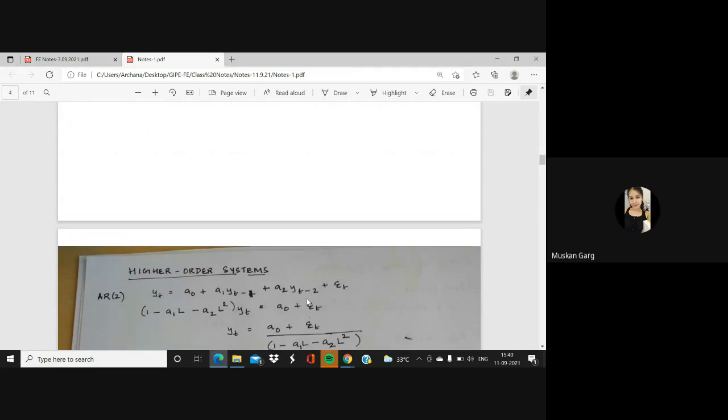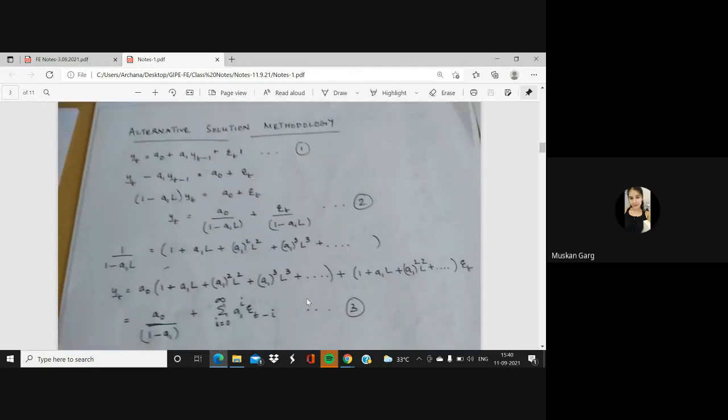Ma'am, can you show that page again? Yeah, just one minute. Ma'am, that third equation, the last thing, that summation i equal to 0 to infinity a1^i, could you explain that bit, how that comes from the equation from above? We have taken e_t common.